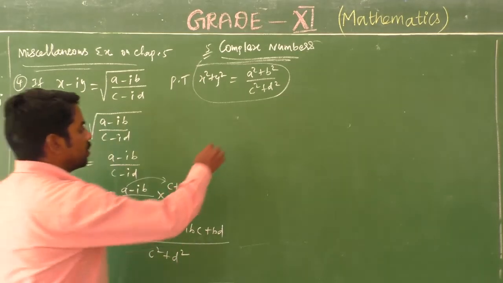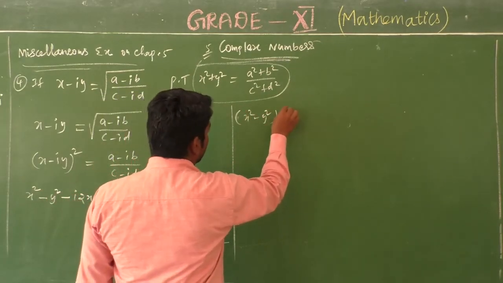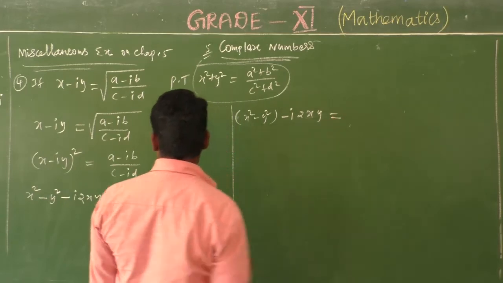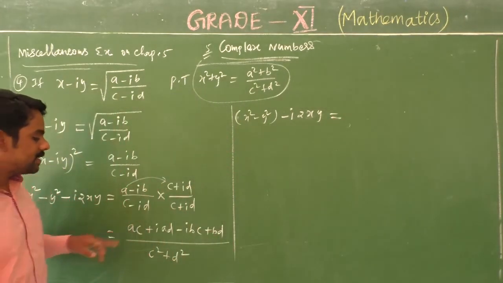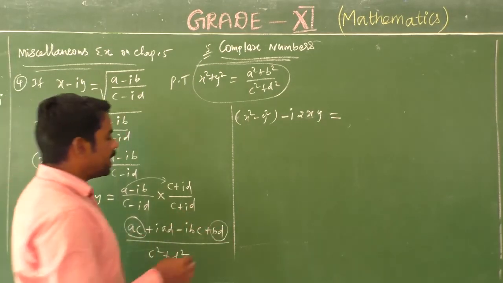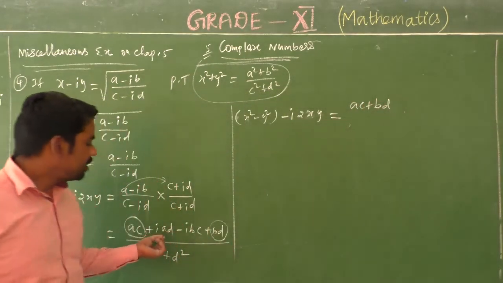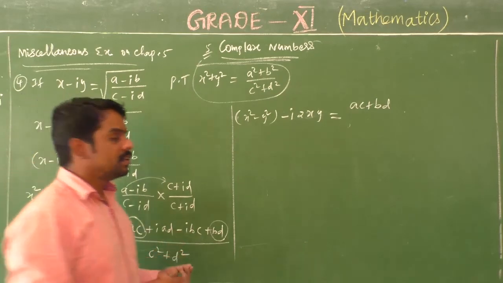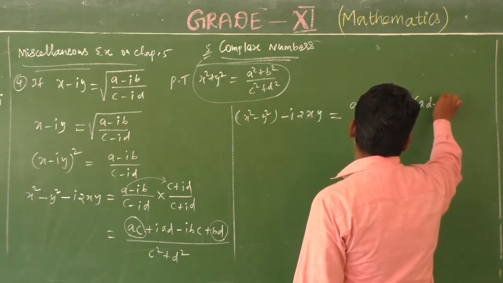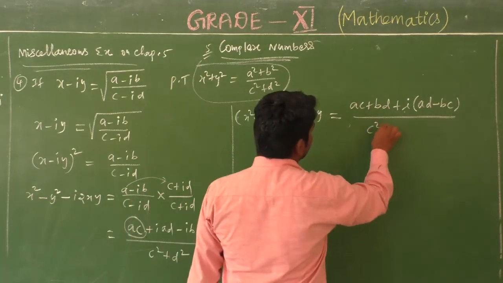Okay, right. x squared minus y squared minus i into 2xy is equal to, here the real part is ac and bd, so ac plus bd. The imaginary part is iad minus ibc, so i is common: plus i of (ad minus bc), divided by c squared plus d squared.